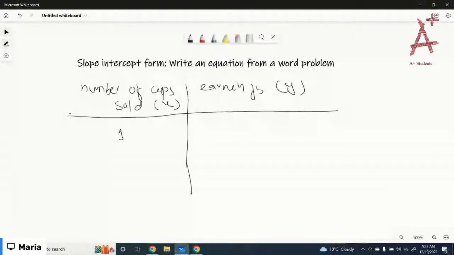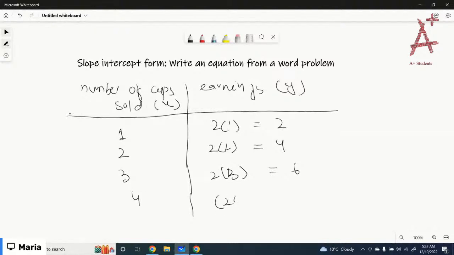Let's suppose she sold the first cup. For each cup she got $2. So for the first one, 2 times 1 is 2. For the second cup, it would be 2 times 2, 4. For the third cup she earns 2 times 3, that is 6. For the fourth cup she earns 2 times 4, that is 8.